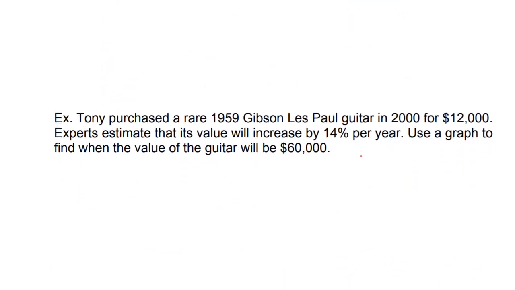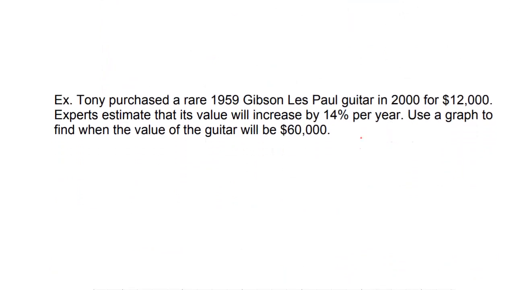So let's try and build one together, and then we'll look at what the graph looks like. We've got an example here. Tony purchased a 1959 Gibson Les Paul guitar in 2000 for $12,000. It's been estimated that the value increases by 14% each year. Use the graph to evaluate, and we will evaluate that. When will the guitar be $60,000?